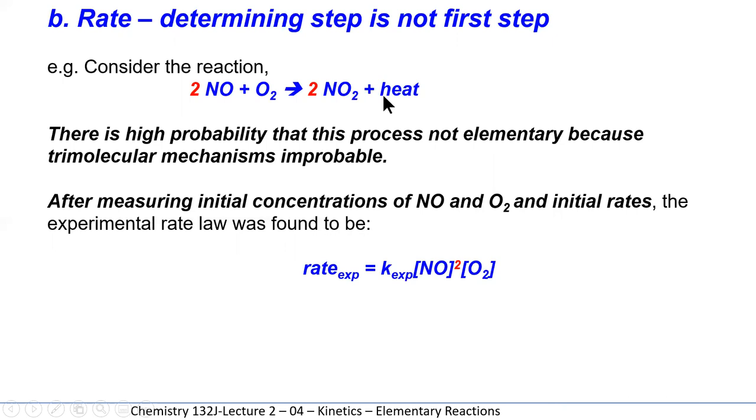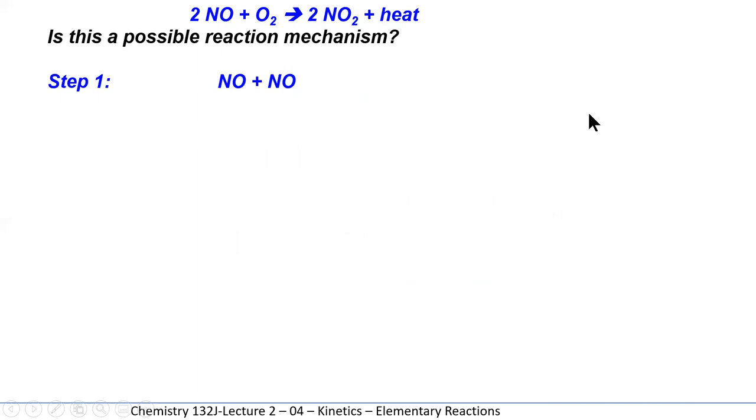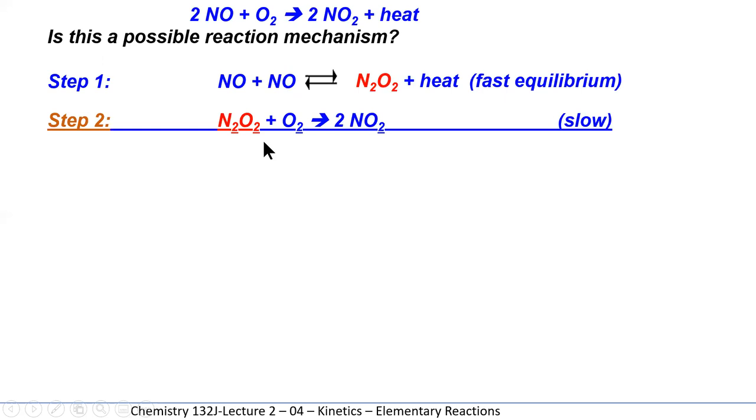Now, what is a possible mechanism? Well, let's take a look here. NO and NO could be colliding to make N2O2, which is an intermediate, not found in the overall reaction. This step is a fast step and happens very quickly, and it reaches an equilibrium. And then N2O2, dinitrogen dioxide, hits an oxygen atom with sufficient force at the right angle and makes 2NO2.